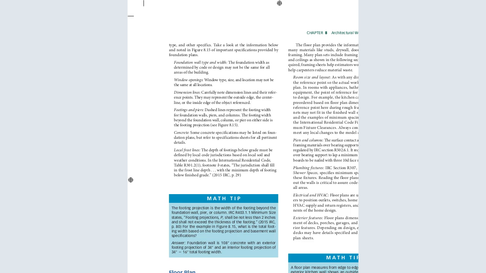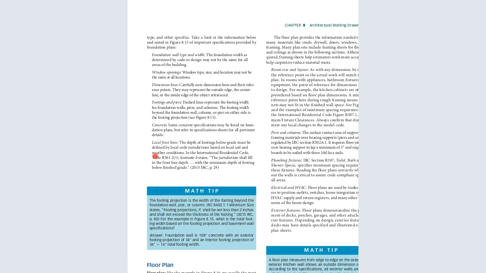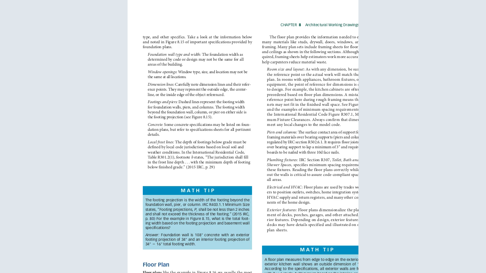So take a look at the information below and note figure 8.15, the information provided by the foundation plans. So the foundation wall type and the width, determined by the code design, may not be the same for all areas of the building, so they normally vary. Another thing is the window openings: window type, size, and location may not be the same for all locations. Dimension lines: carefully note dimension lines and their reference points.